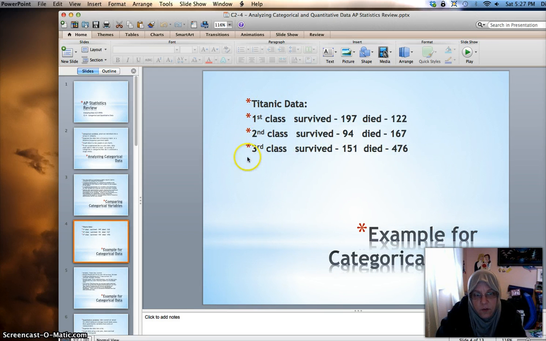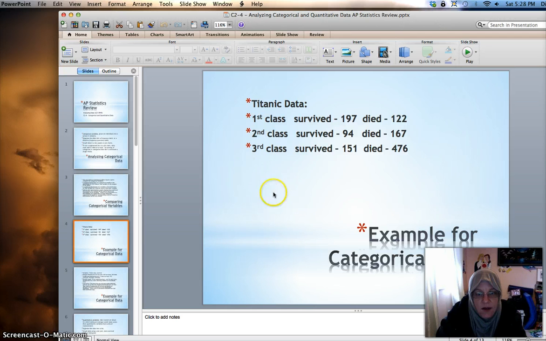This is data from your textbook, but it is real data from the Titanic. First class passengers, 197 survived, 122 died. Second class, 94 survived, 167 died. Third class, 151 survived, 476 died. Sort of a contingency table or a two-way table for survival status versus class.